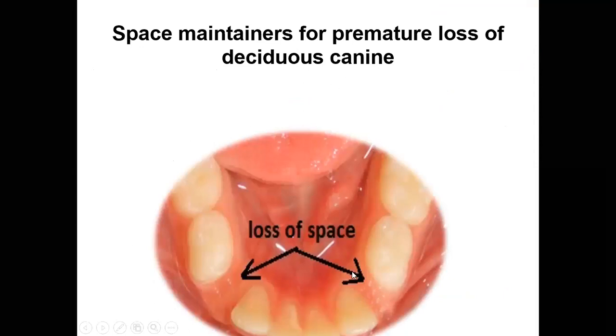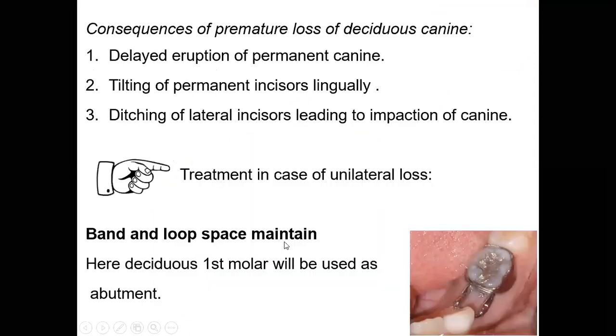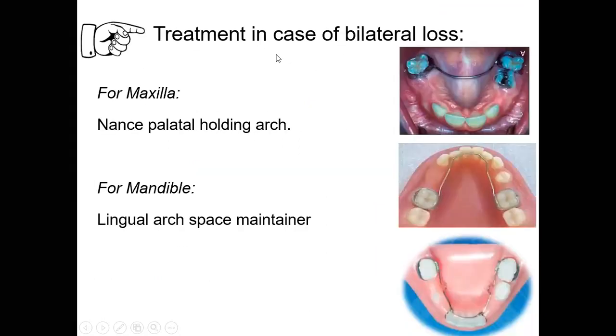Space maintainers in case of loss of deciduous canine. What are the consequences? Delayed eruption of the permanent canine, tilting of the permanent incisor into the space, lateral incisor leading to ditching of the canine, as we talked before. So in such cases, again, we can give a band and loop space maintainer by taking help from the deciduous first molar. In case of bilateral loss of canine, we may use a lingual arch space maintainer, or we may use a Nance arch holding appliance space maintainer.